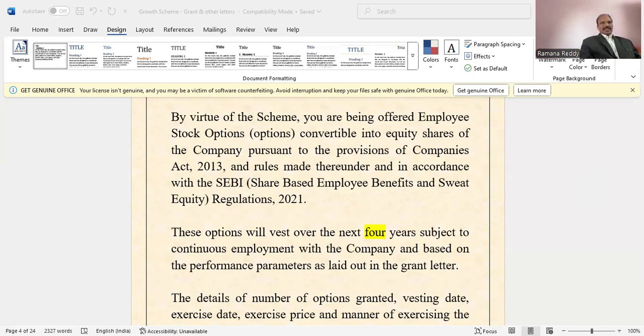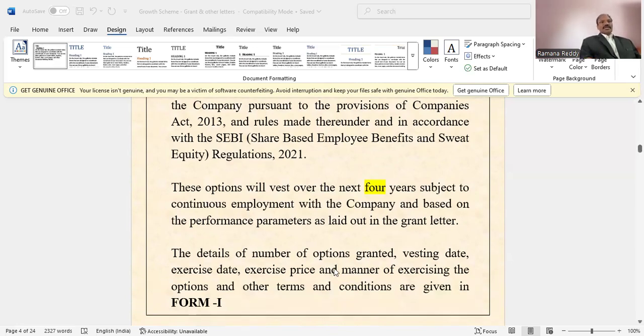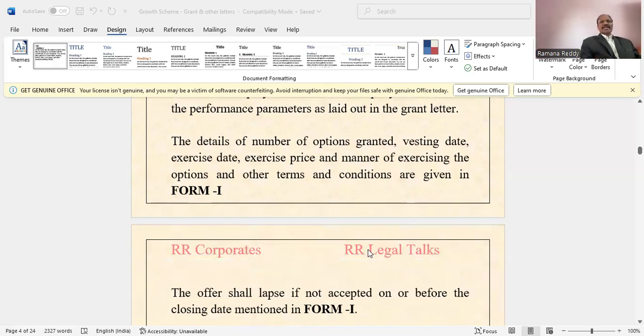These options will vest over the next 4 years or 3 years or 5 years. This vesting schedule depends on the company. Company can take a decision subject to continuous employment with the company and based on the performance parameters as laid out in the grant letter. So the details of the number of options granted, vesting date, exercise price, manner of exercising the options, and other terms and conditions are given in detail in Form 1, which is attached with this covering letter. Form 1 is a grant letter.